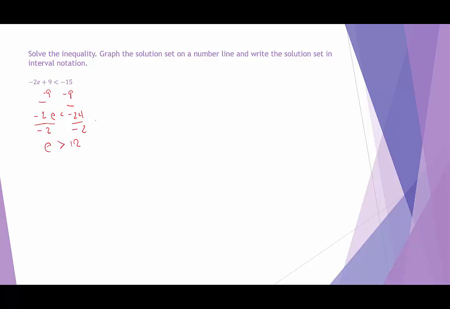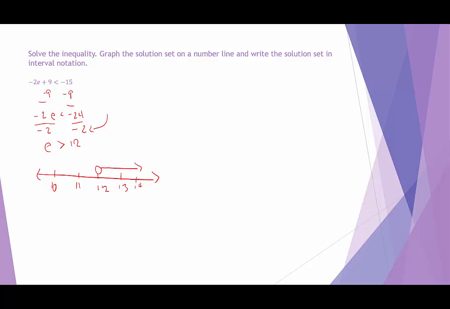So we just want to be really careful. Anytime we multiply or divide by a negative, we need to flip the symbol around. So now e is greater than 12. So that's solving the inequality. On a number line, 10, 11, 12, 13, 14. This would be an open circle over 12 with an arrow going to the right.